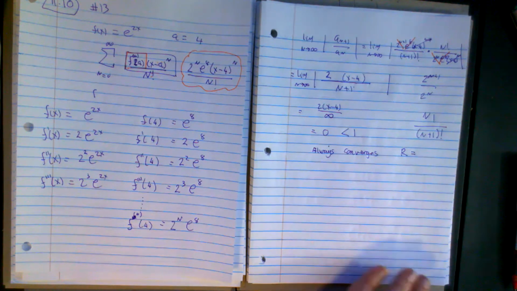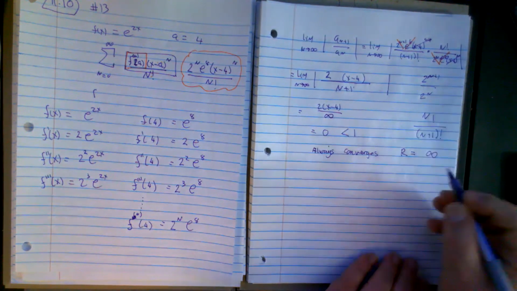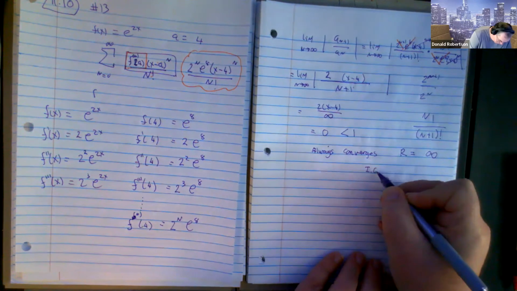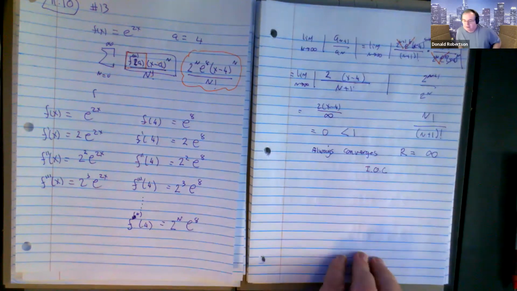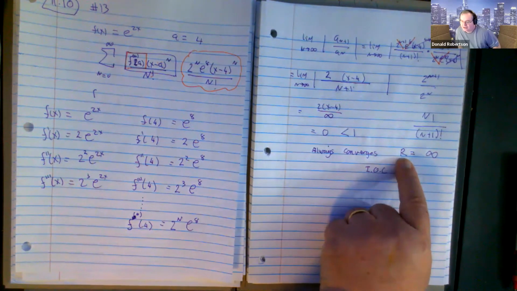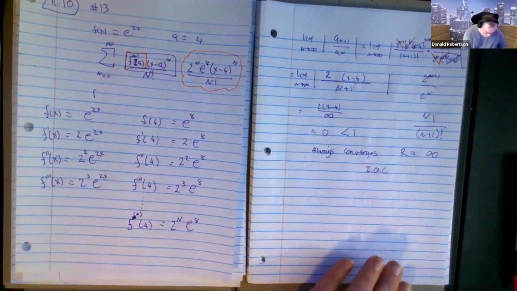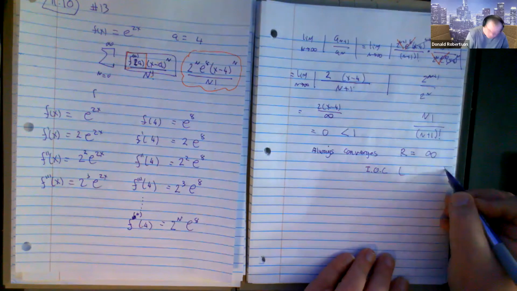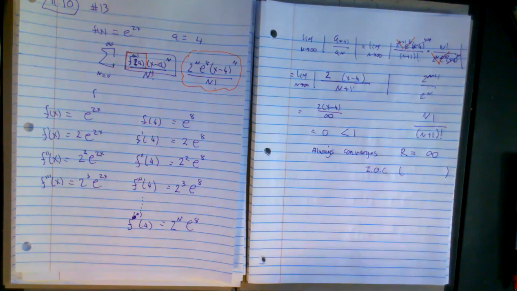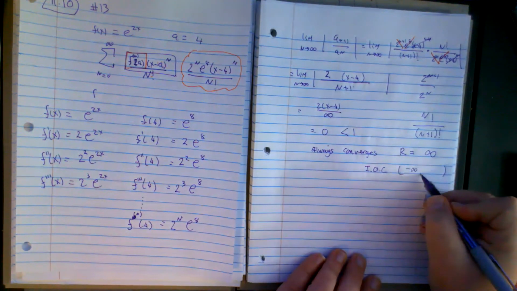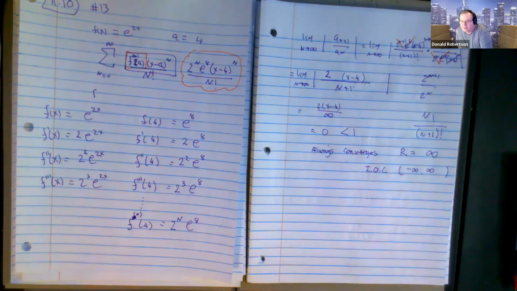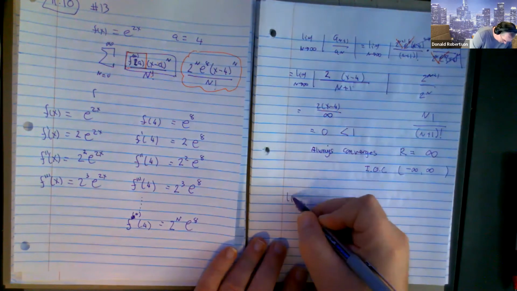Infinite. It's infinite. And what would the interval of convergence be if the radius of convergence is infinite? In other words, if it always converges, what is the interval of convergence? Would it be negative infinity to infinity? Right. So you see, that one finished quite nicely, right? Infinities are good.